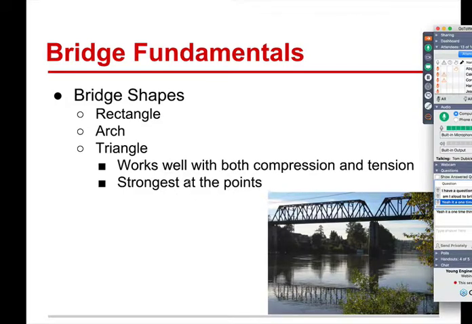Triangle, arch, rectangle. Triangle is the strongest at the points. It's probably the best for weight and everything else. It handles both compression and tension. It is one we use quite a bit.